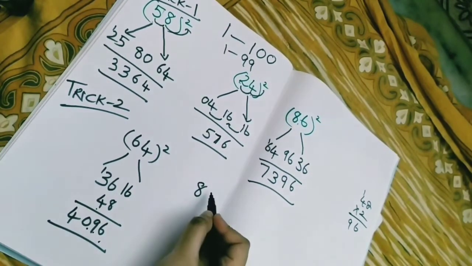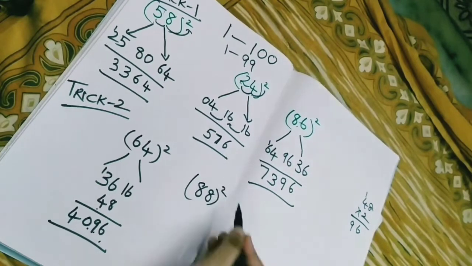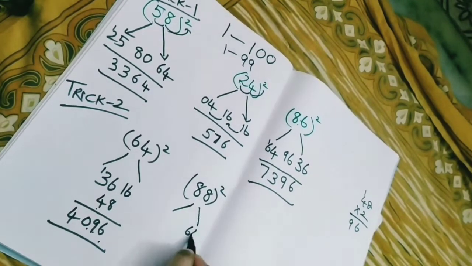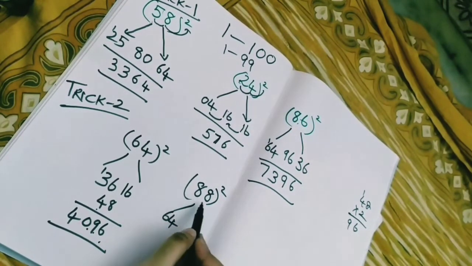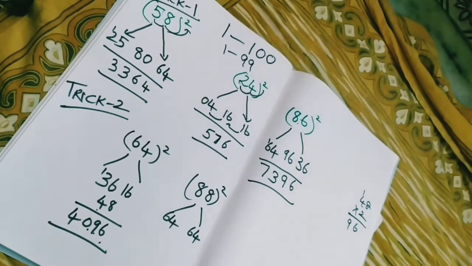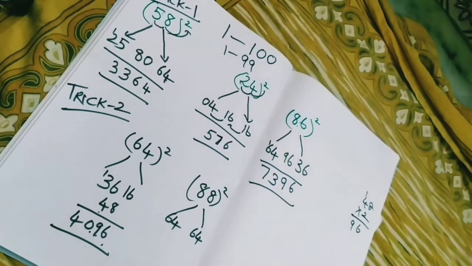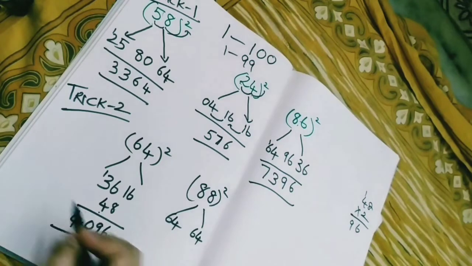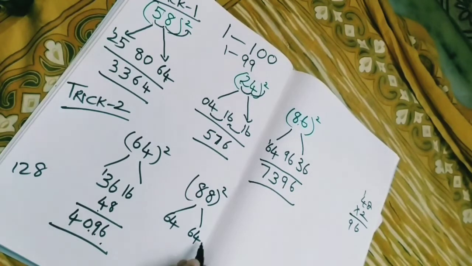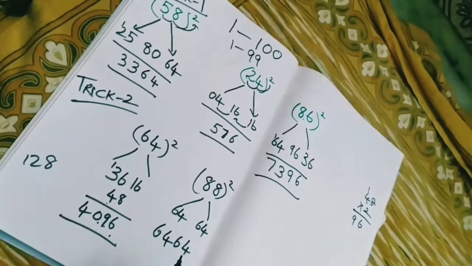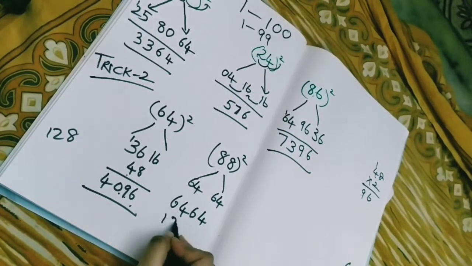We have 88 square. So we write 8 8s are 64, and 8 8s are 64. Later, 8 8s are 64, and 64 into 2 is 128. So it is 3 digits, isn't it? 1, 2 and 8. So how will you write that? Leave a digit in the last number, leave the last number right before that. Now we have 6464, isn't it? So we will write it as 1, 2 and 8.